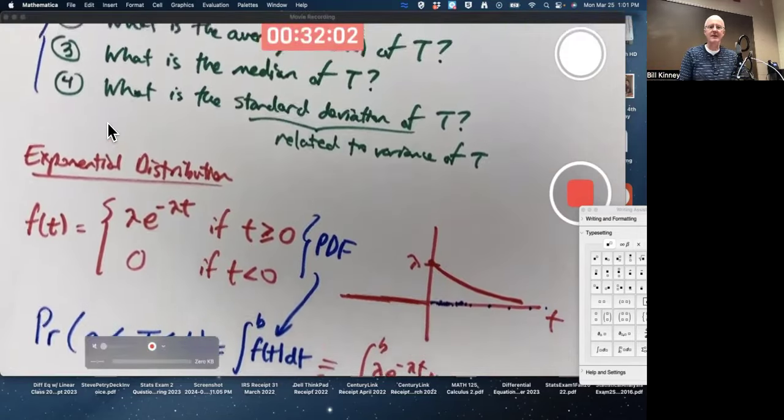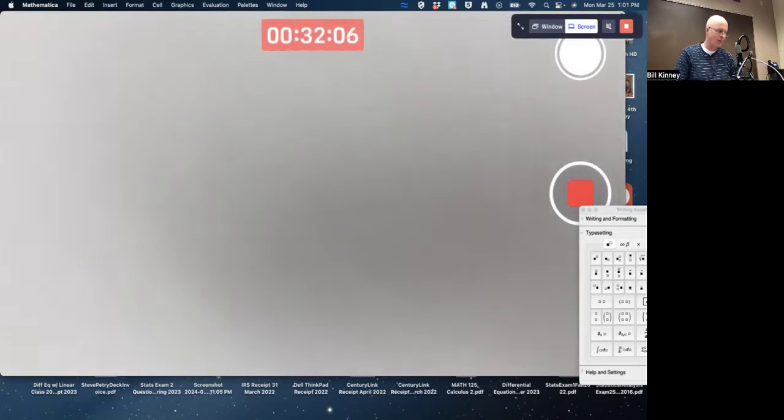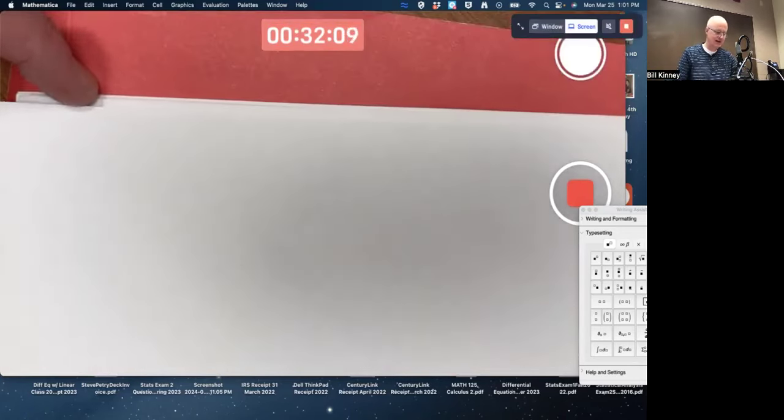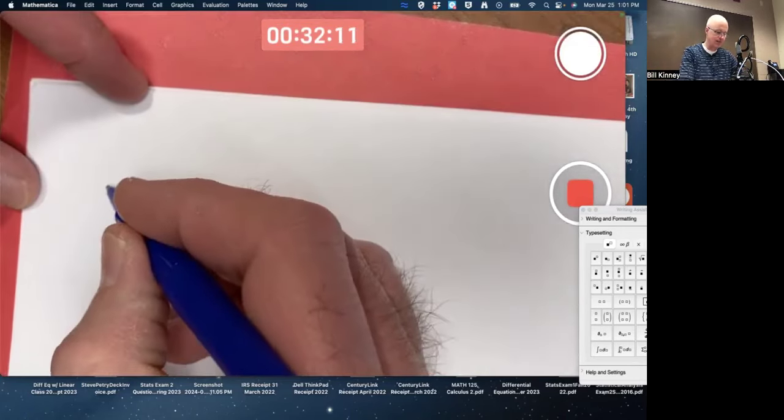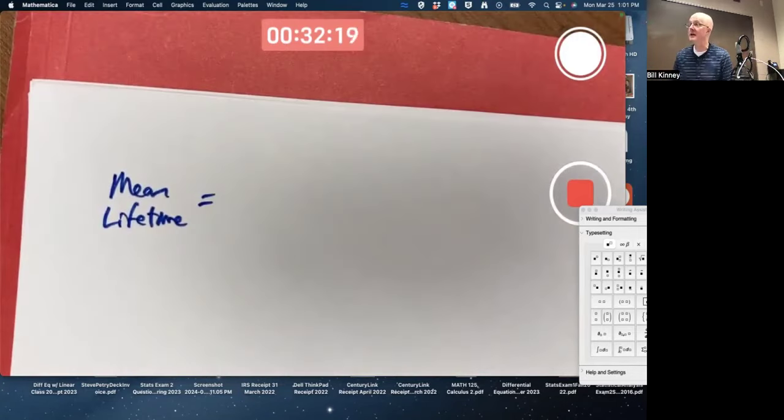Now we want to figure out the mean. What is the mean of the lifetime? Mean lifetime. It's really a center of mass.